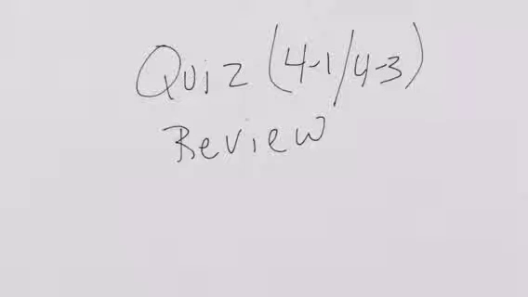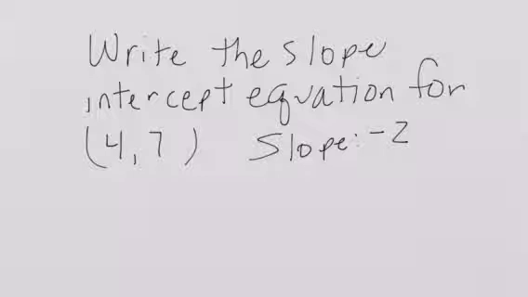Open up your MTT. We're going to do a quiz review on 4.1 to 4.3. Write the slope-intercept equation for (4, 7) with a slope of -2. So we're going to write y equals mx plus b as our formula. m equals, b equals. They give us a slope of -2. We're going to now need to find b.